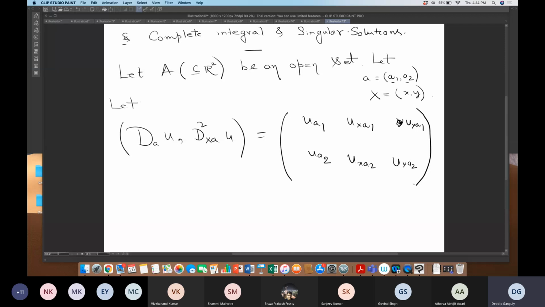Just a definition. So you are given a set A where small a is a1 and a2, and it belongs to the set A. X is any point in R2, x and y, the ordered pair. So I define a set. This is just the notation. This is the matrix, a 2 by 3 matrix.